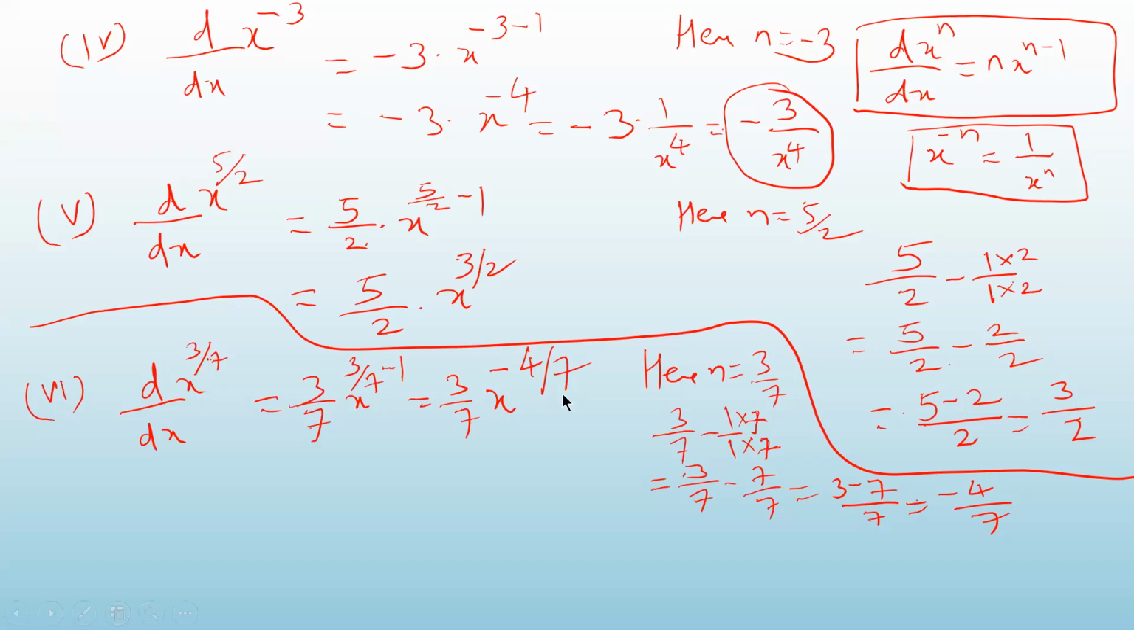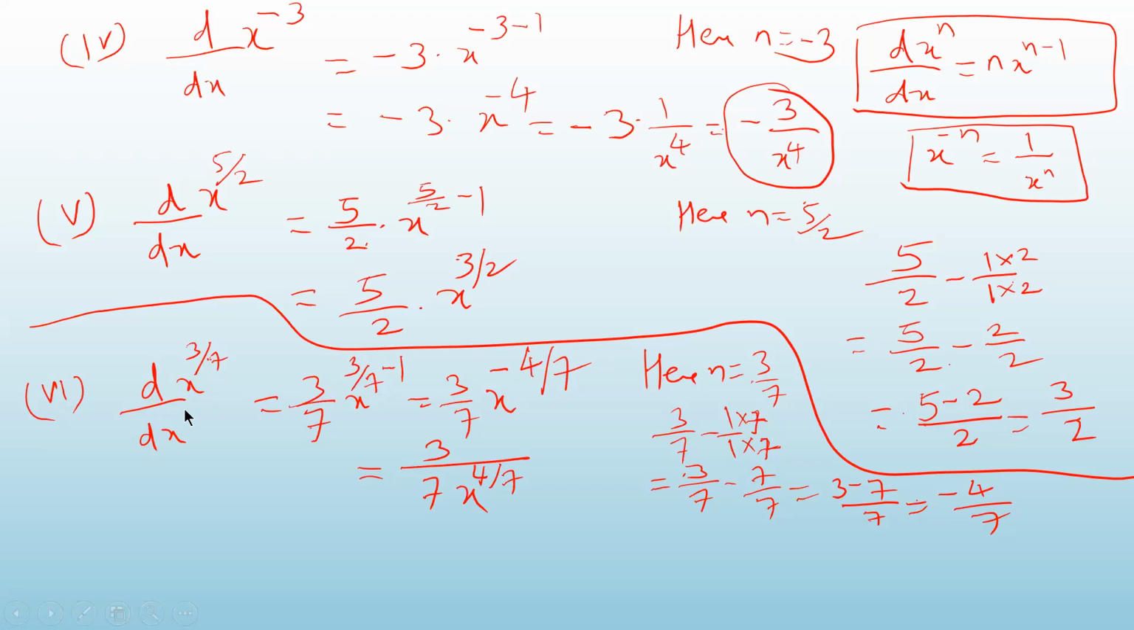Okay. Now as I told you, in our final answer we always convert the negative power into positive. So this will be 3 upon 7 into x, and this will come from numerator to denominator, x to the power 4 upon 7. So we have converted the negative power into positive. So derivative of x to the power 3 upon 7 is 3 upon 7 into x to the power 4 upon 7. Okay. So we have seen the application of this formula where n is positive, n is negative, and n is fraction.